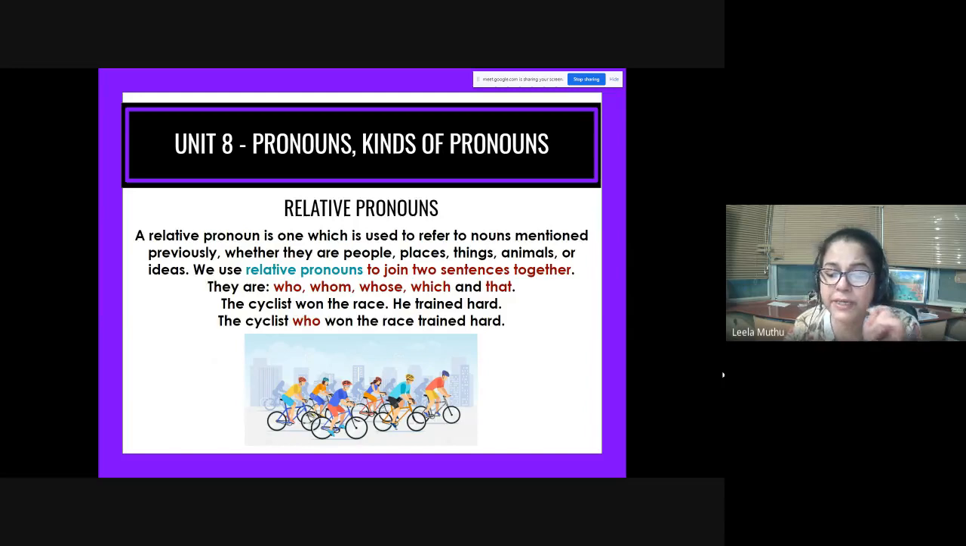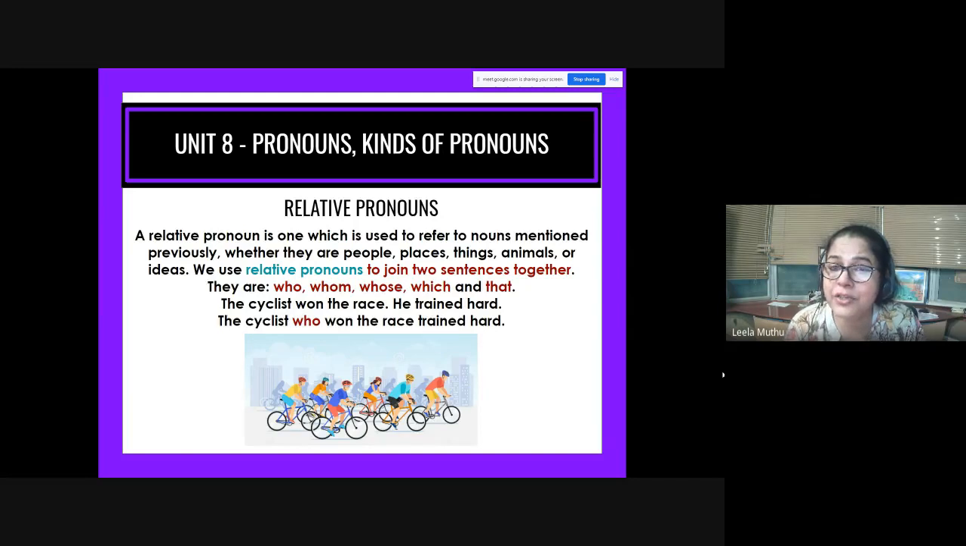The first one is: the cyclist won the race. All right, the first sentence. Now look at the second sentence. We've used a pronoun here: he trained hard. Now you know that we are talking about the cyclist who won the race. He trained hard. We are not talking about your auntie who went cycling yesterday. We are not talking about your uncle who traveled to China yesterday. We are definitely talking about the cyclist who won the race.